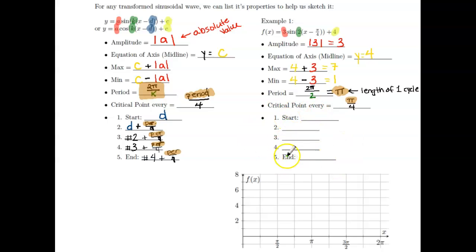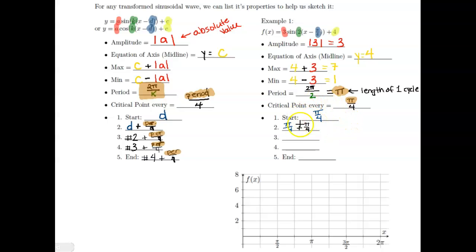Finally, we have the coordinates, or the x values of each of my critical points. So I'm going to start at my value of d. Well, what is my value of d here? It is pi over 4. Notice that it's not negative pi over 4. Okay, I'm starting at pi over 4. So that's where my first critical point is going to be. My second critical point, I take this pi over 4, and I'm going to add the distance between each critical point, which is pi over 4 as well.